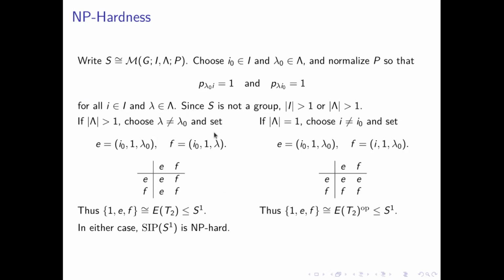It's essentially the same idea, we just find the correct elements. I think for the time being I'm going to skip it, but it's the same idea for E of T2 and E of T2 op.